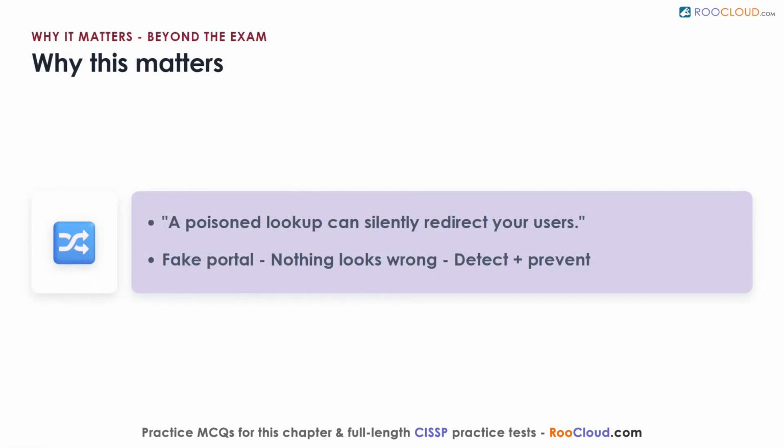Why does this matter beyond the exam? Because name resolution is a favourite target and a quiet one. Imagine users at your company suddenly landing on a convincing fake of your banking portal with nothing obviously wrong on their screens. A poisoned name lookup can do exactly that. Understanding how resolution works and where it breaks is what lets you detect and prevent these silent redirections.